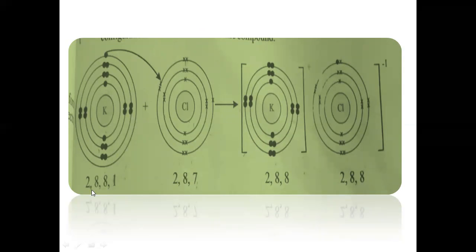Potassium has two electrons in the first shell, eight in the second, eight in the third, and one in the last shell. In the case of chlorine, two electrons in the first shell, eight in the second, and seven in the third. So potassium will lose one electron, and chlorine will gain that one electron. So chlorine will form a chloride ion or anion, whereas potassium will form the cation, and then these oppositely charged ions will attract each other with a force which is called ionic bond.